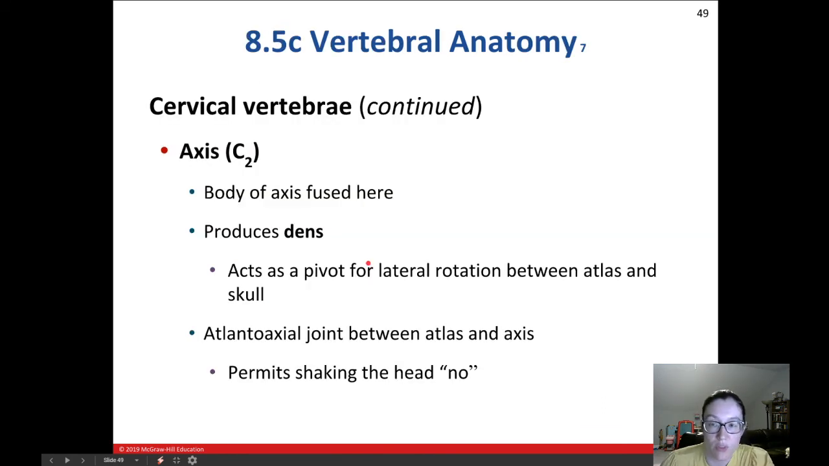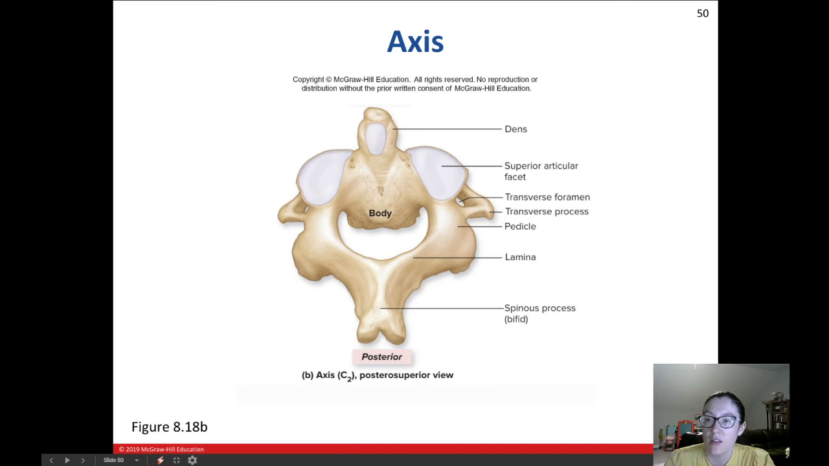Next, we have C2, which is axis, so it turns on its axis. The dens is a pivot point that the atlas is going to pivot on so that you can shake your head no. And so this here is going to be the dens. The superior articular facet is going to articulate with the inferior articular facet of C1, and then C1 kind of sits on top of it, and they pivot along each other. You can see this has a body, so it looks a little bit more like a normal cervical vertebrae. It also has the transverse foramen, and it has the bifid spinous process.